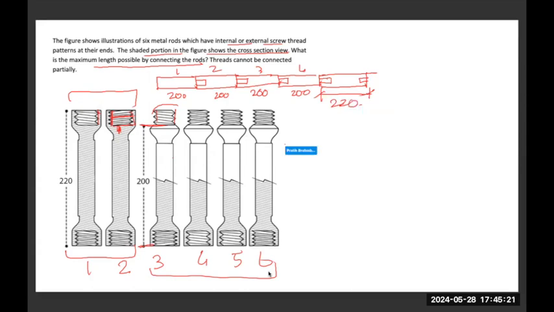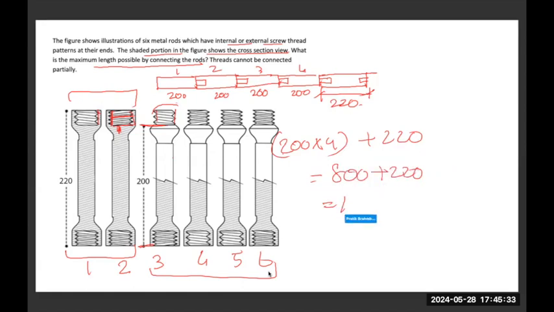220. So 200 is happening 4 times, so 200. So the total dimension that we have achieved is 200 into 4 plus 220, which is equal to 800 plus 220. 1020 is the correct answer. That's why. Okay.